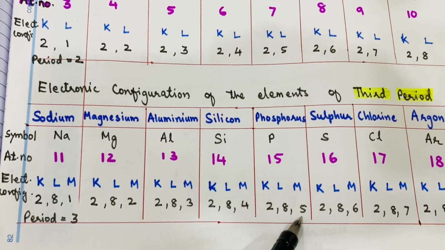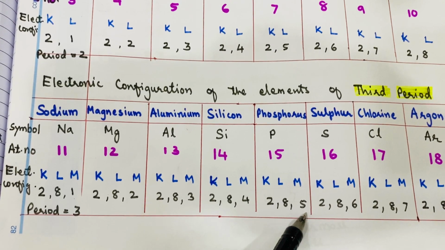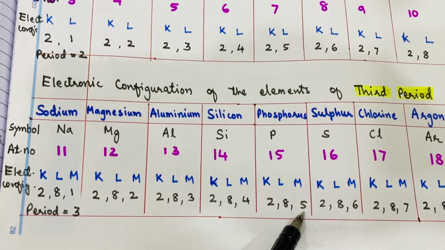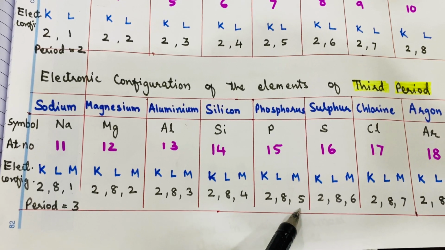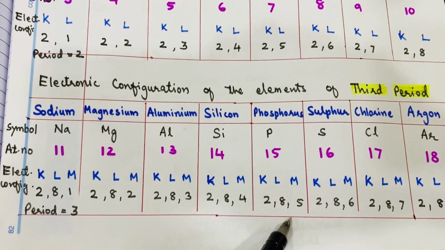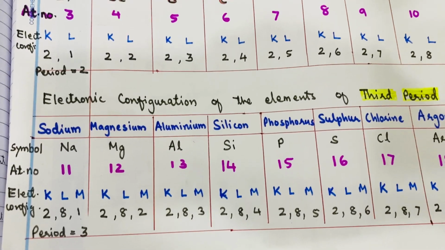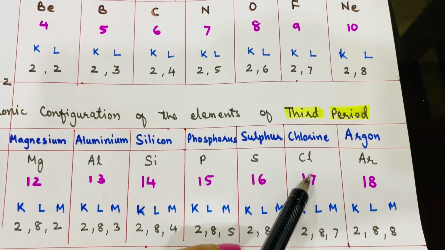Similarly, if you think of phosphorus, atomic number 15, electronic configuration 2, 8, 5. So how many electrons in the valence shell? 5 electrons. So what is the group of this? Group 15. Okay. Now what is the period of this element? 1, 2, 3. 3 shells are filled. So what is the period of this element? Period 3.